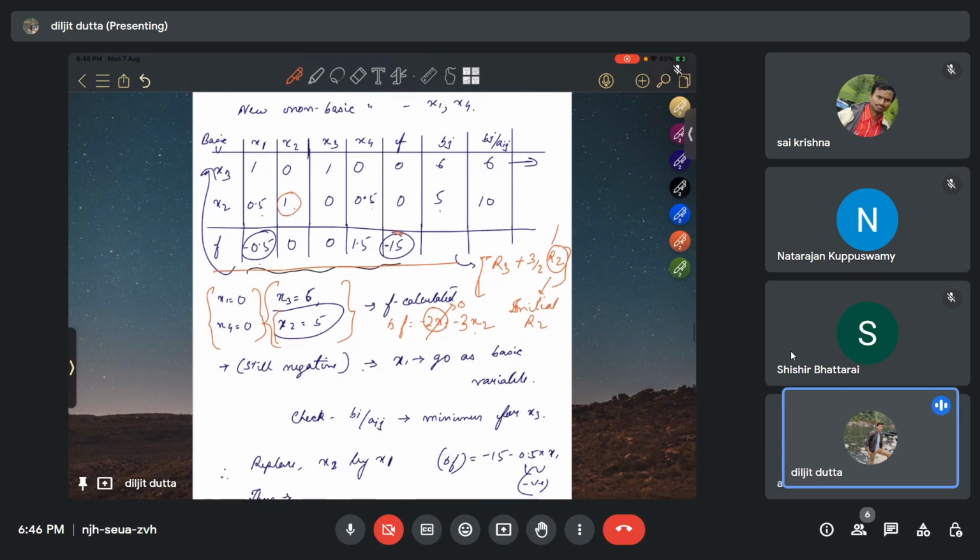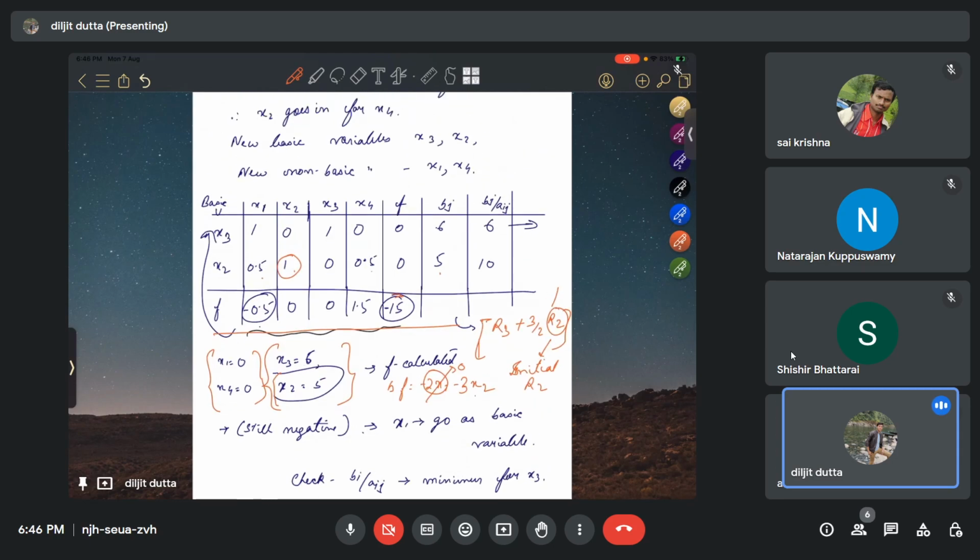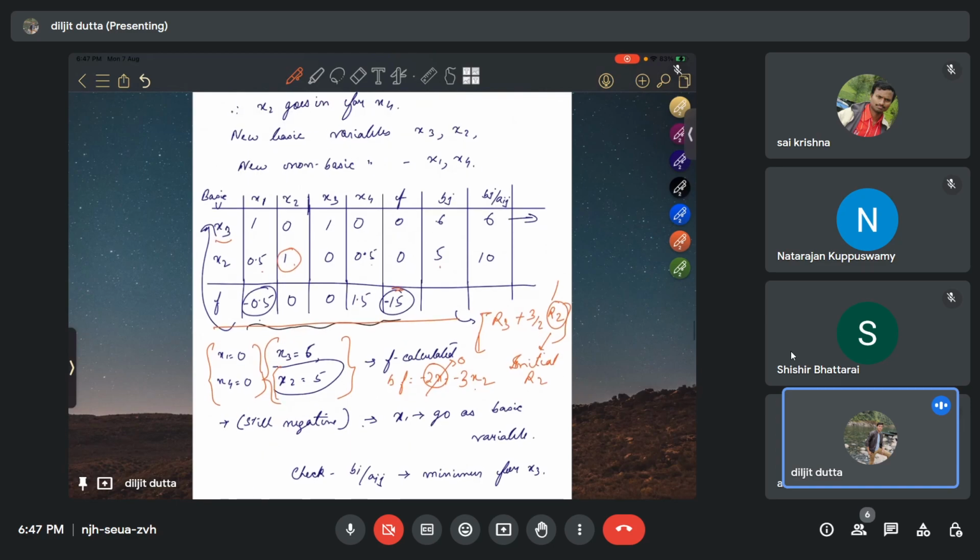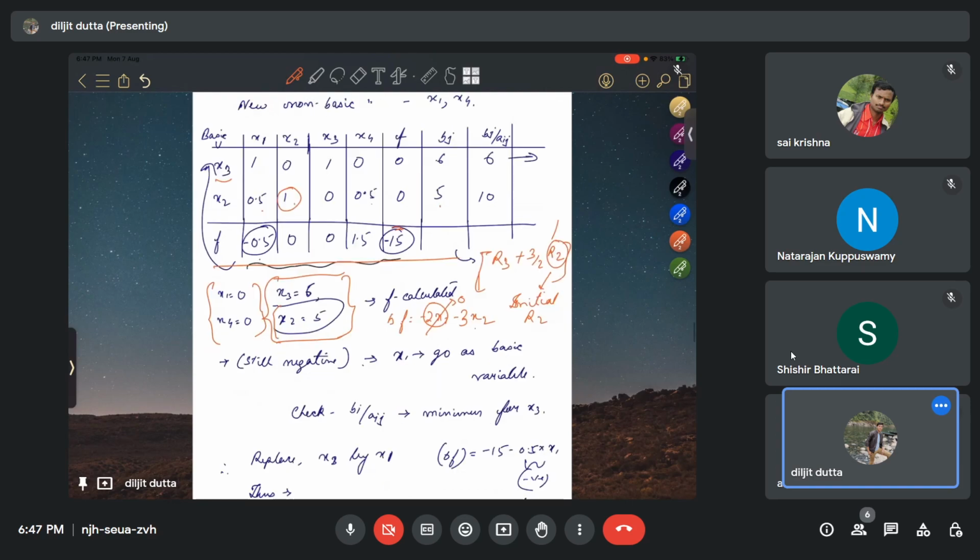So that's how we get the value of x2 equal to 5, and from the first column we have x3 as the basic variable, so we set x1 and x4 as 0, and the x2 coefficient is already 0, so x3 is equal to 6. So we get the solution of the basic variables, that is x3 equal to 6 and x2 equal to 5, and the value of f is obtained from the initial expression, minus 2x1 minus 3x2. x1 is already 0 because it is a non-basic variable, and minus 3 into the x2 value 5 is equal to minus 15.